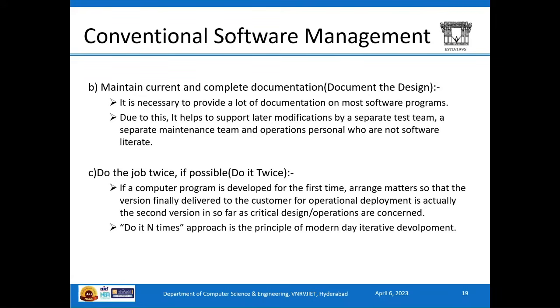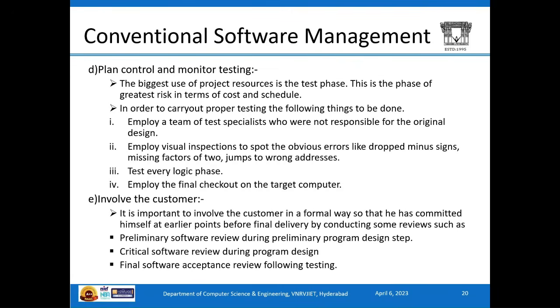The third one is to do the job twice, such that a computer program which is developed for the first time will have a better version when it is delivered to the customer. So, do it twice is an approach, and this approach is the main principle of modern iterative development. The fourth one is that we should plan, control, and monitor the testing, as this is the phase where the greatest risks in terms of cost and schedule are known. So we should employ a team of test specialists who were not responsible for the design, and they should test every logic phase and employ the final checkout on the target computer.